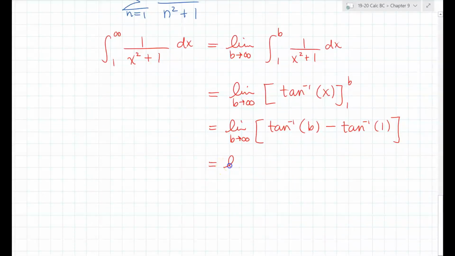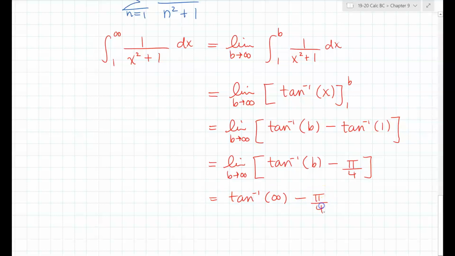Now I do know that the tangent inverse of 1 is 45 degrees. So I'm going to put that right here. That's pi over 4. Okay, now if I apply the limit, I get tangent inverse of infinity minus pi over 4.